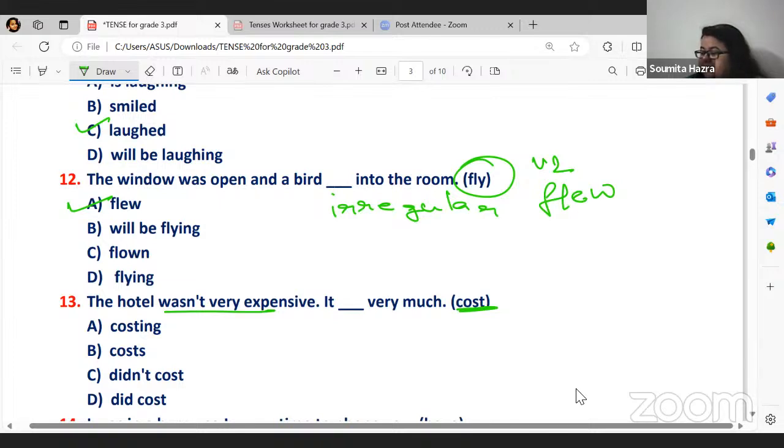Number 13. Come on. Oh, B. Why B? Did not cost. Didn't cost. Don't write did not cost. Try to use the contracted form. Didn't cost. The hotel wasn't very expensive. It didn't cost very much. Option number C. Very good.